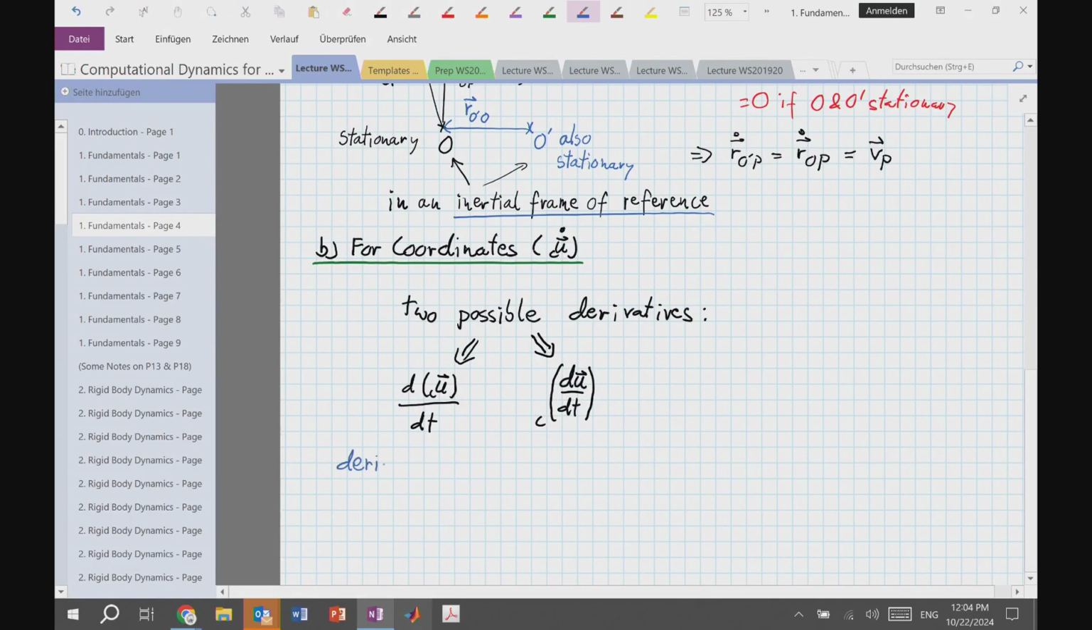So these would be the derivative of the coordinates.